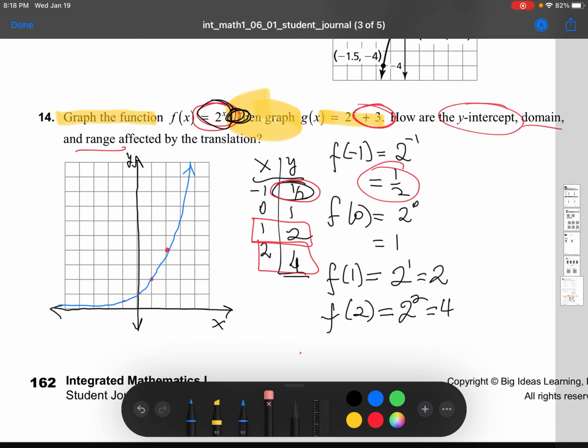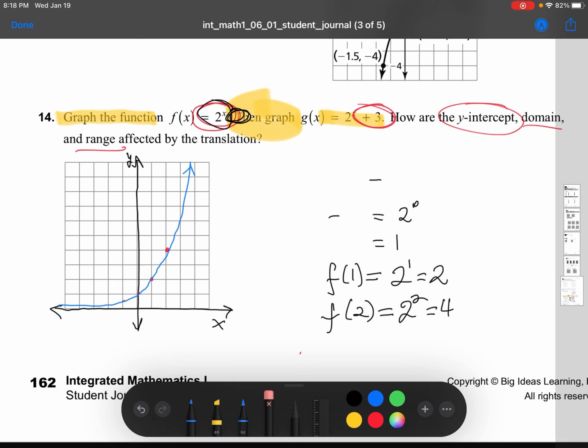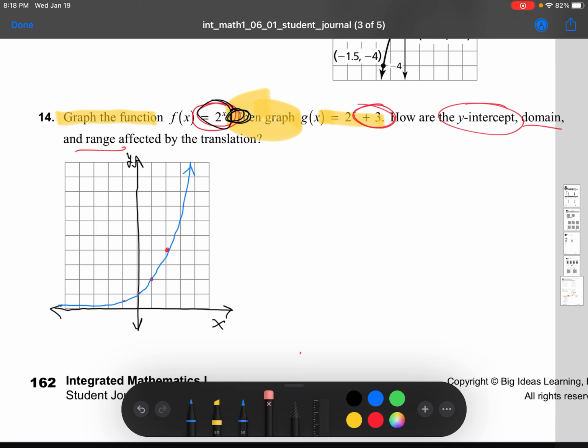Okay, if we do the second one, which includes that +3, then let's see what happens. But I want you to notice something, all right? I'm going to keep the first table where we had -1, 0, 1, and 2. We had 1/2, we had 1, we had 2, we had 4, and we can even do 3. That gets to 8, right?